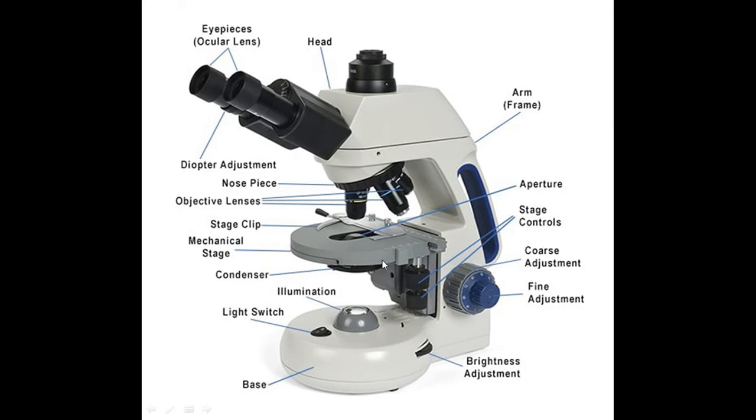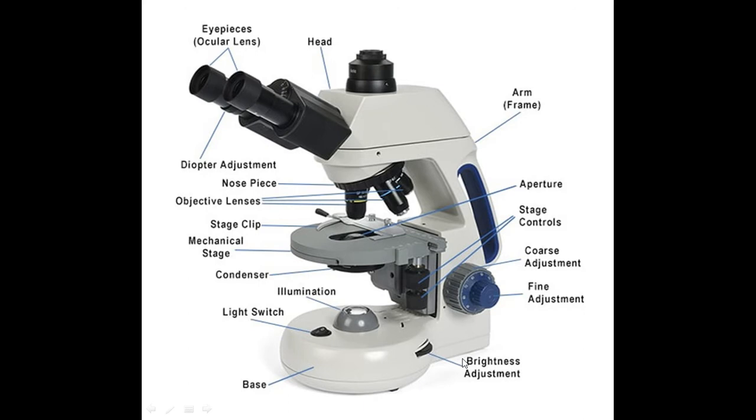We have the base, which is more of a rigid structure that provides rigidity or stability to the microscope to prevent it from slipping off, because a microscope must be worked in a very stable manner without any position or movement. So the base provides some kind of rigidity to the microscope as a whole.